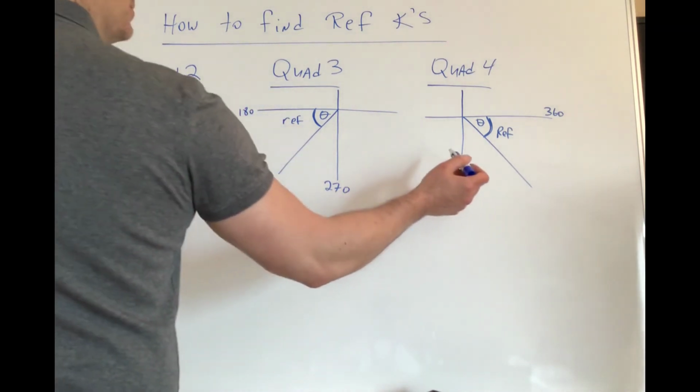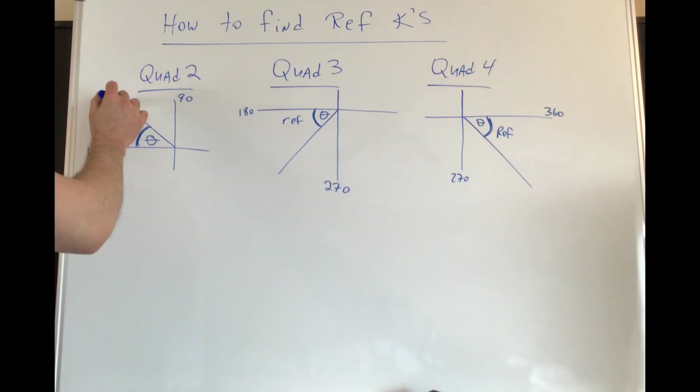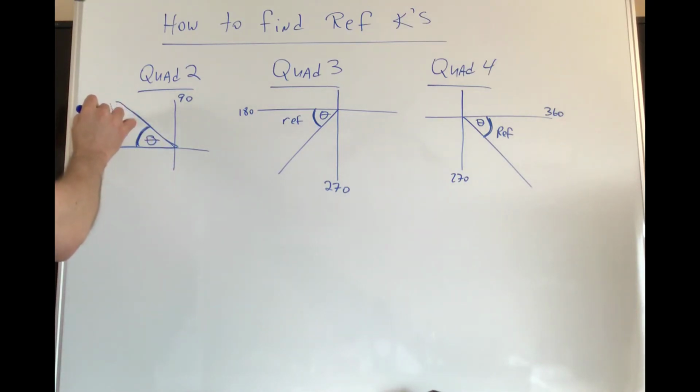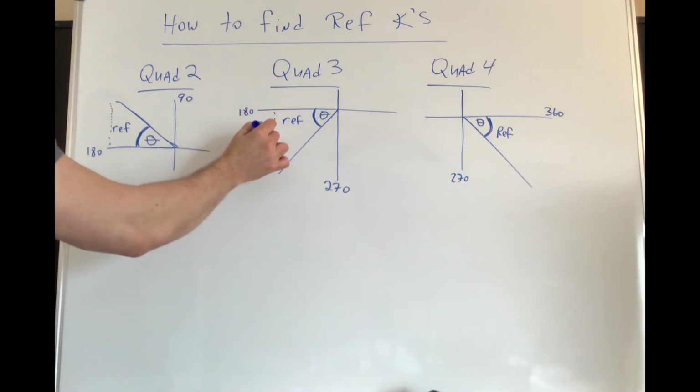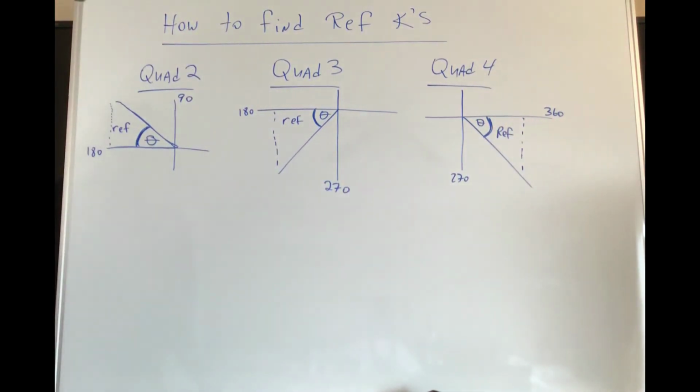And if your angle was between 270 and 360, you landed in quad 4. Now, here's where your reference angles would live. In quadrant 2, right? Remember the reference triangles. Those are your reference triangles.